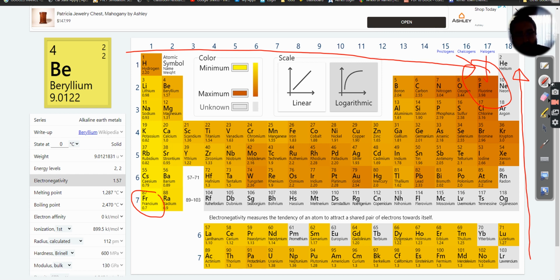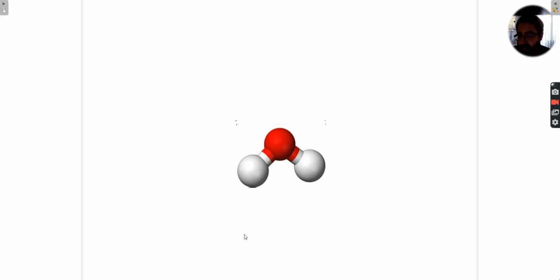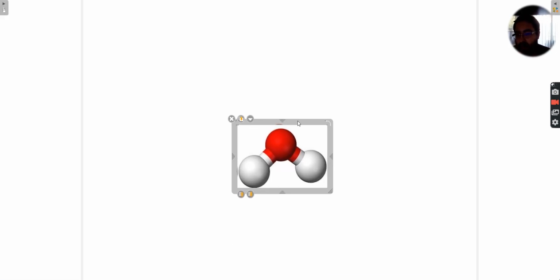So fluorine really wants to have one more electron so it can have what's called noble gas configuration, so it can look like a noble gas. We'll talk about that later, but a lot of times this electronegativity leads to uneven sharing of electrons, and that uneven sharing of electrons results in interesting characteristics, and sometimes even sharing of electrons results in interesting characteristics. So let's talk about water really, really quick.